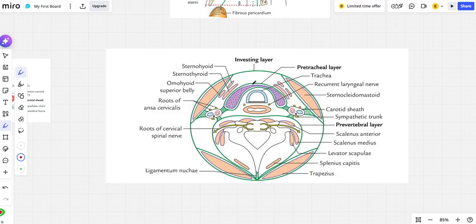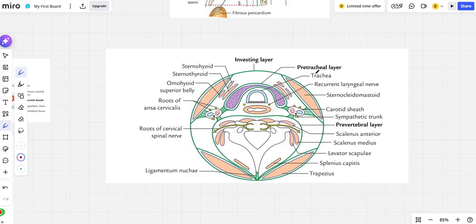Okay, moving on to the pretracheal layer. I showed you the pretracheal layer. Here, the pretracheal layer wraps structures involved in breathing and swallowing, right? It contains the muscular part. The muscular part encloses the infrahyoid muscles. All the muscles below the hyoid bone, it encloses, and the visceral part encloses the thyroid gland, trachea, and esophagus.